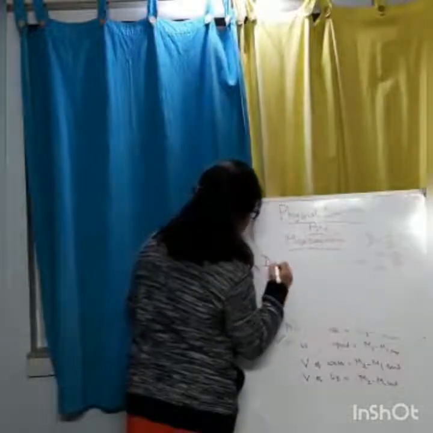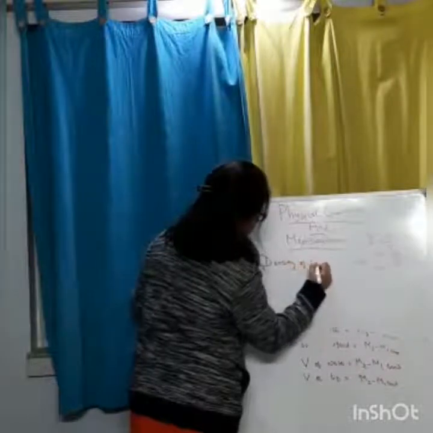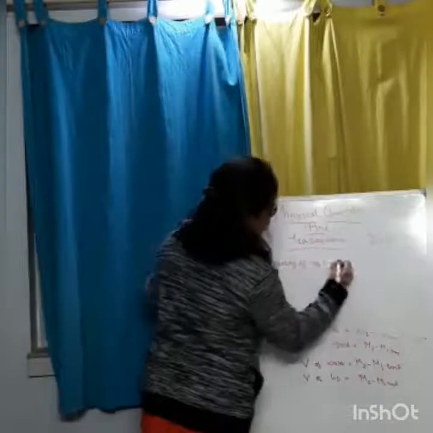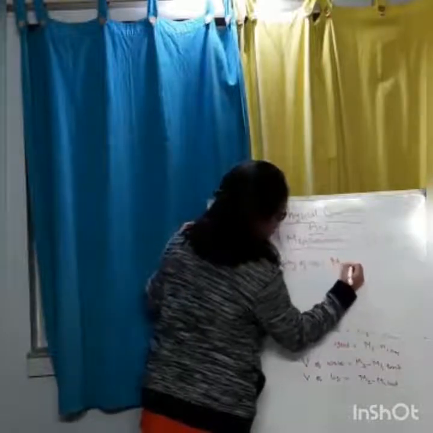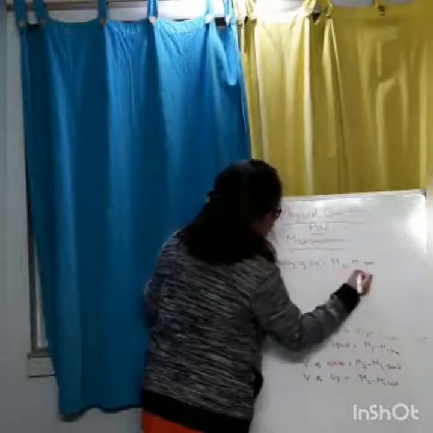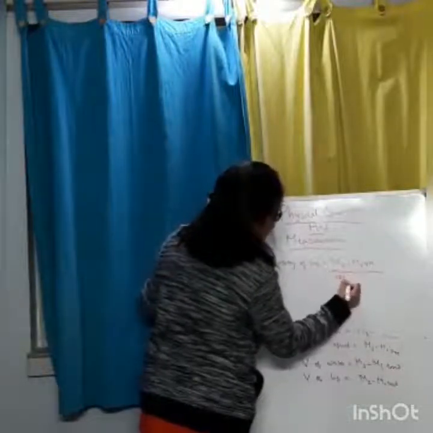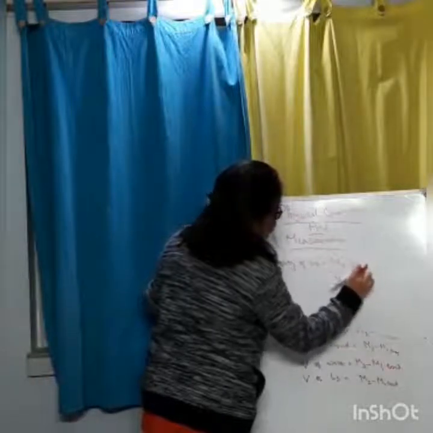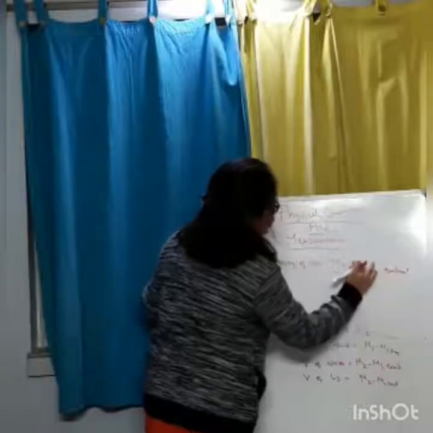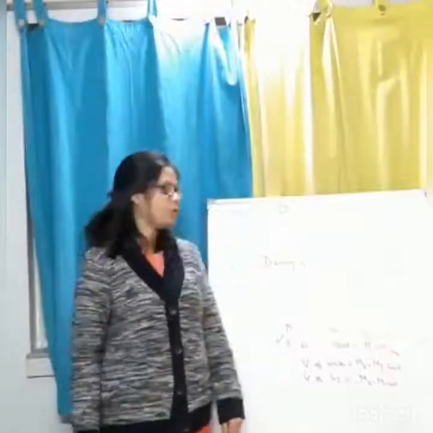Density of liquid will be equal to M3 minus M1 grams, which was the mass of the liquid, divided by the volume of the liquid, which is M2 minus M1. So the total unit will be gram per centimeter cube. This is how we find the density of liquid using a density bottle.